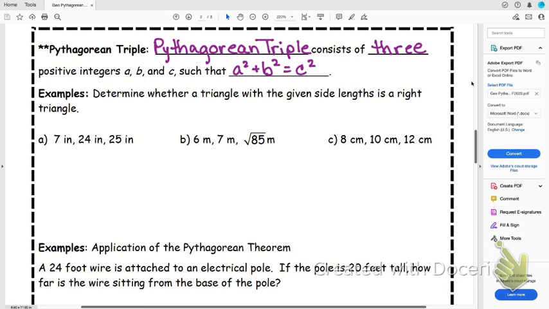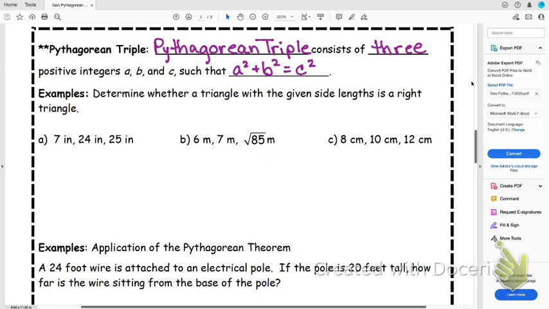What is its relationship to the other two sides? It equals them. It says it on there. It's the longest side, opposite. So should we always be able to figure out which one is the hypotenuse? It is the longest side. Okay.